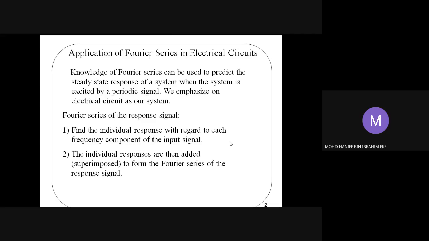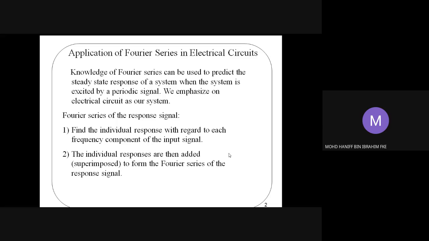Okay, so for us to calculate the response of a signal when the input to the circuit is periodic, there are two steps that need to be done. The first step is that you have to find the individual response with regard to each frequency component of the input signal. We know that for a periodic signal based on Fourier series, we have a few frequency components, right? Let's say we have omega naught, 2 omega naught, and 3 omega naught. For instance, we have 3 frequency values.